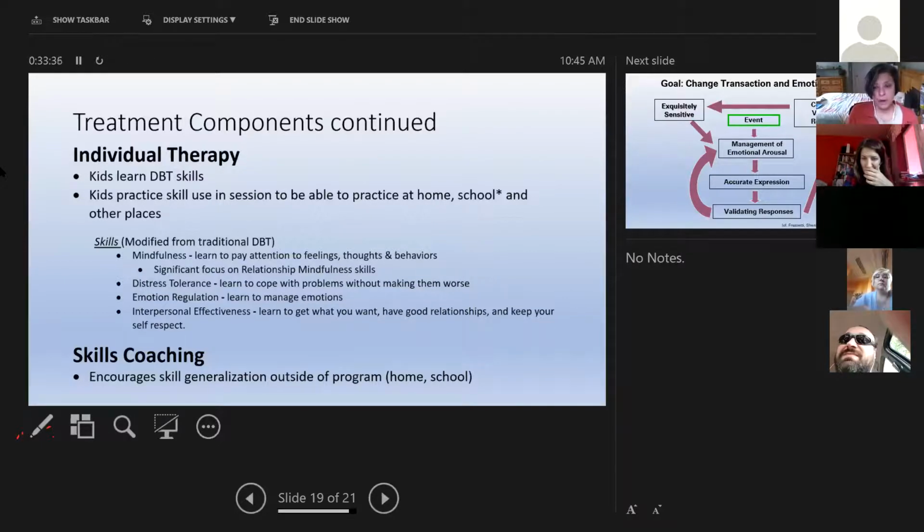with these parents and kids. We also assign role playing at school. So yes, we do talk to the schools. Most of the schools in the US have counselors. We orient the counselor to what are the skills that the child is using to be able to help generalize that to school. And then we do have skills coaching where we are available as a skills coach to encourage that generalization of the skills outside of our program.